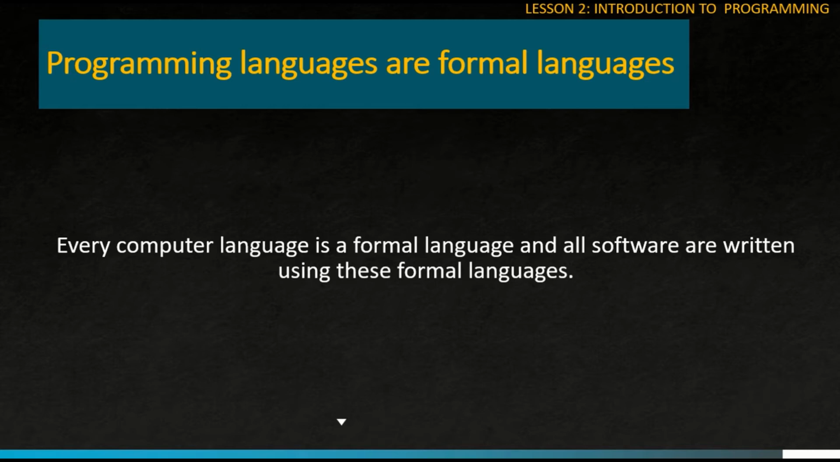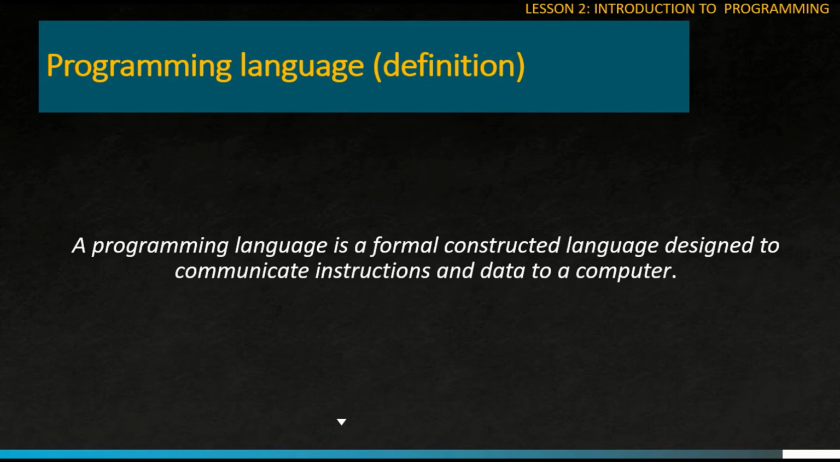A computer can only understand the language that is according to the predefined rules. That means, while communicating to the computer, no rule violation is tolerated. When you program, you will realize that there is no room for rule violation. Conclusively, we can say that computers only understand formal language. And every computer language is a formal language, and all software is written using these formal languages. Now we are in a good position to define programming language. A programming language is a formal constructed language, designed to communicate instructions and data to a computer.